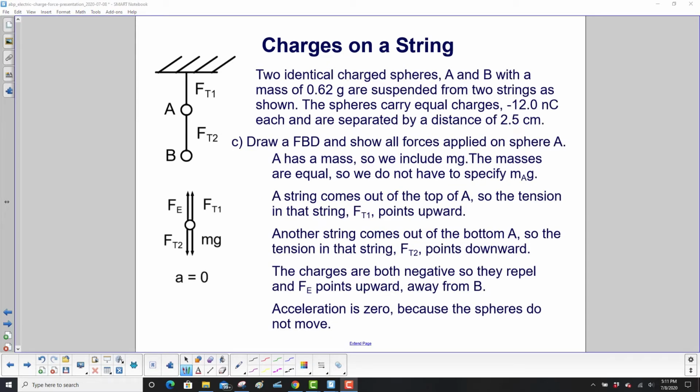Time for the free body diagram for sphere A, this guy up here. So A has a mass. There's mg. Okay, masses are equal, so we can just put mg. We don't need a subscript. A string comes out the top of A, so the tension in that string, F sub T1, points upwards. Another string comes out the bottom, so we have F sub T2. The charges are both negative, so they repel, which means the electric force vector is in the up direction. And once again, the acceleration is 0 because nobody's moving.